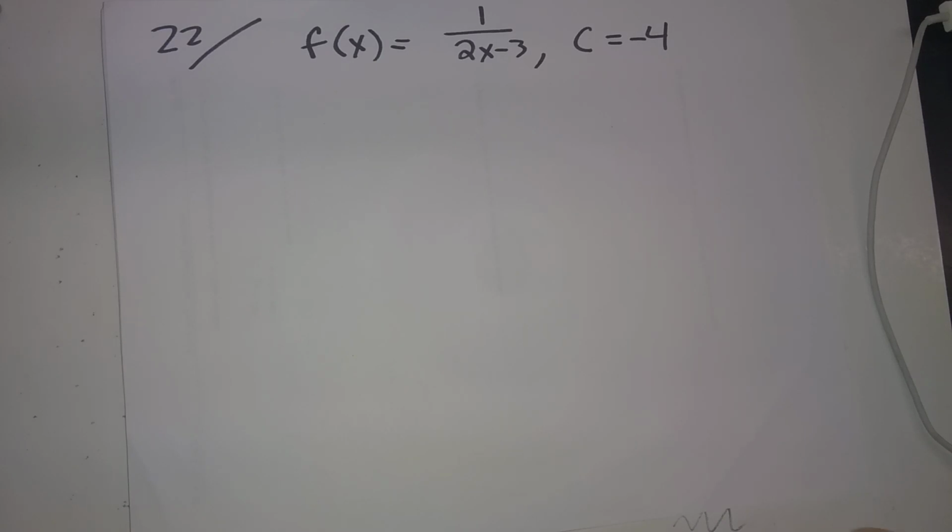Question number 22, the last one. Find the Taylor series of f of x is 1 over 2x minus 3, centered at c is equal to minus 4. What's the interval of convergence of the series?